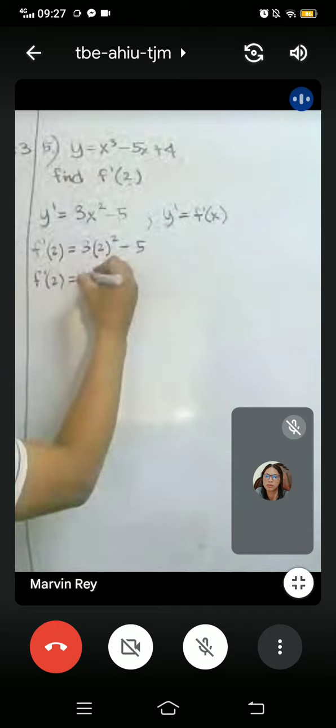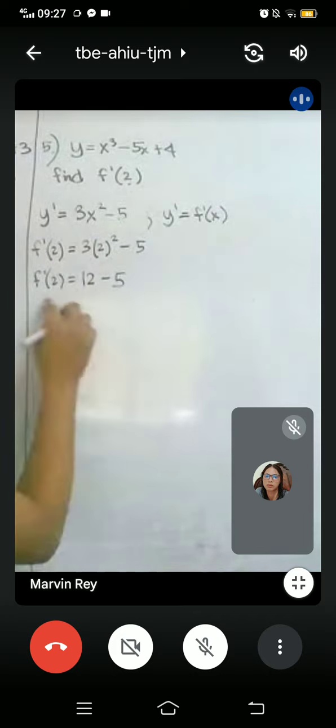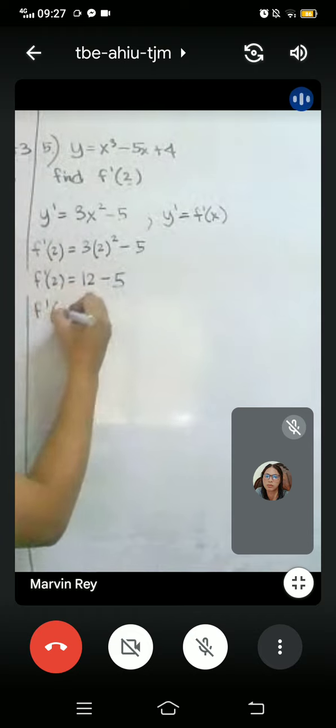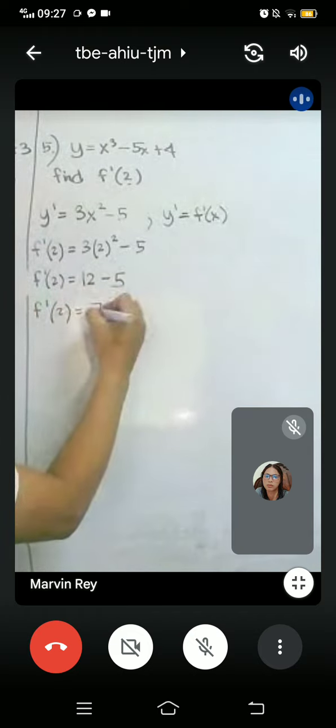So 3 times 2 squared minus 5. Therefore, f prime of 2 is just equal to 2 squared is 4 times 3 is 12 minus 5. So 12 minus 5 is 7.